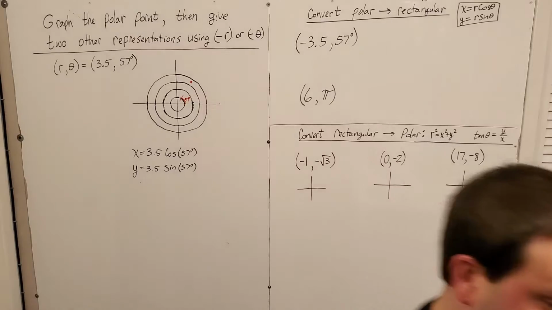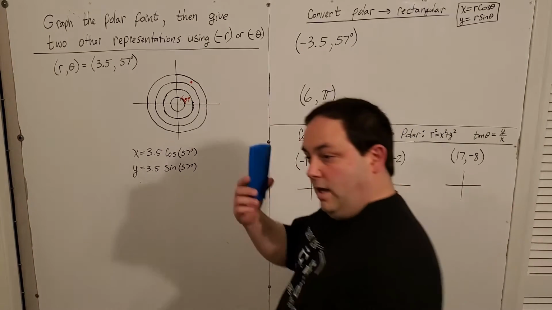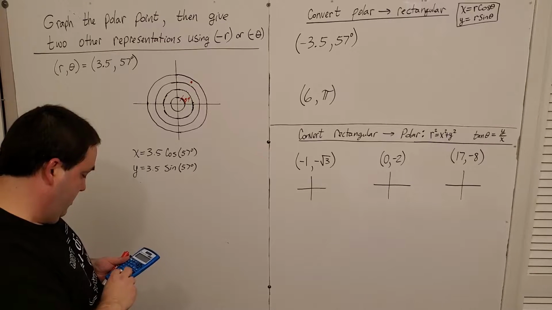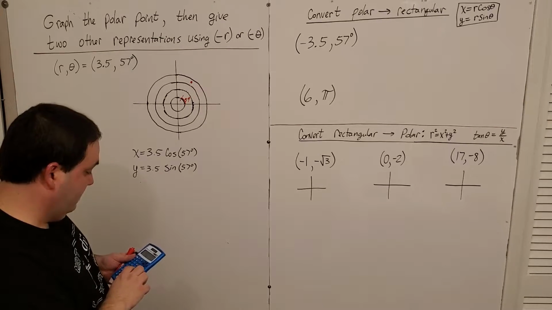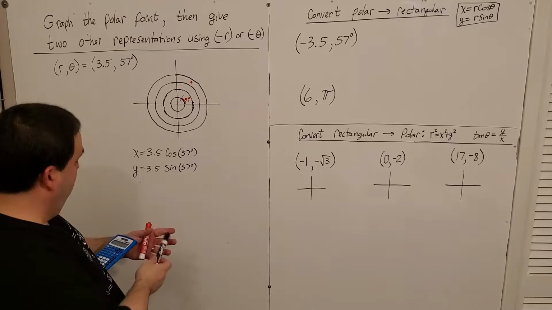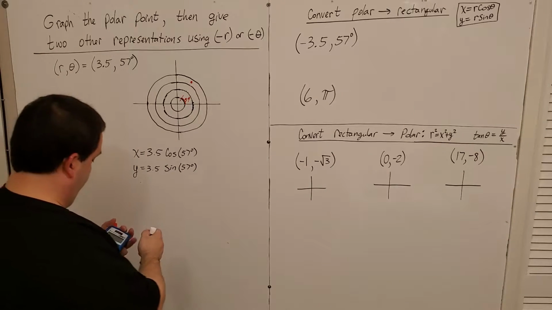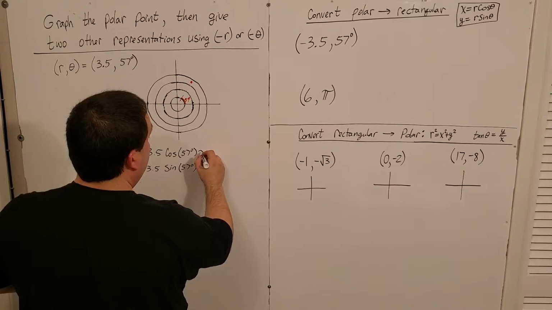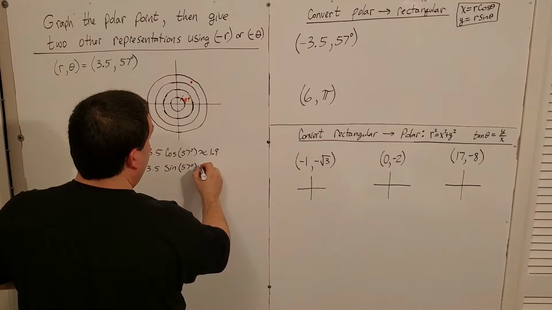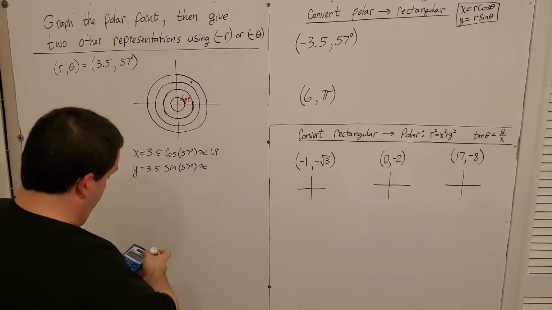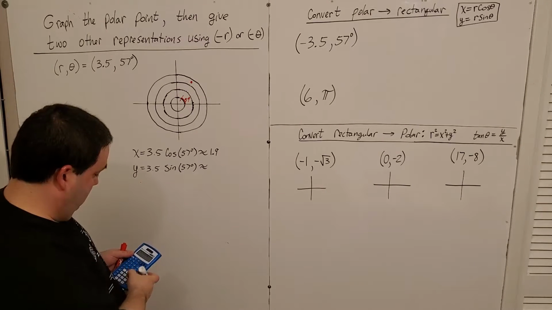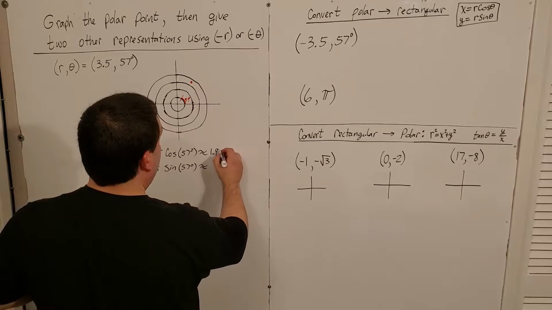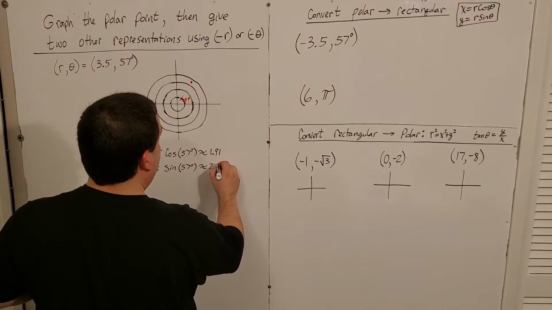In this case, we'll need to punch them up in the handy-dandy time saver. Make sure I'm in degree mode this time. 3.5 cosine 57. I have 1.9. Pretty close actually. And for the y value, I just hit up, change cosine to sine, and I have 2.94. I'll make this one for now.